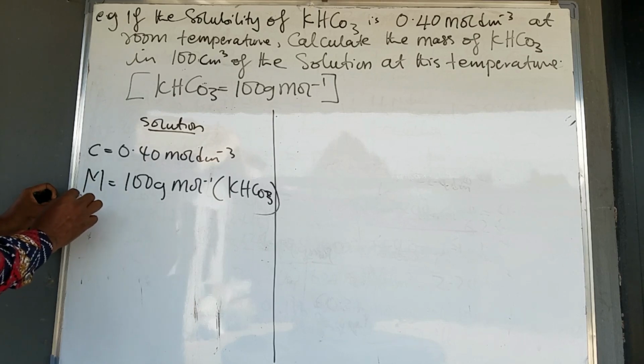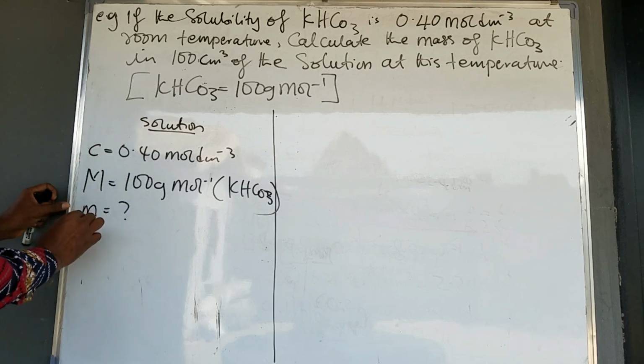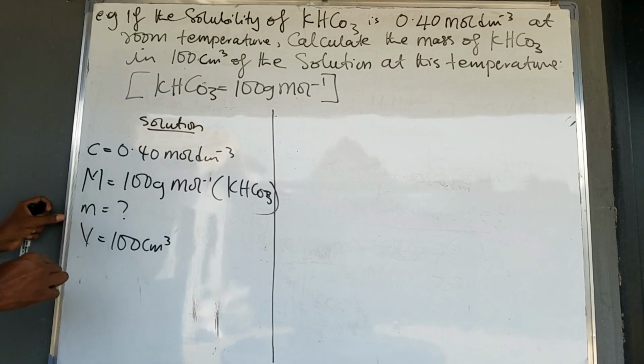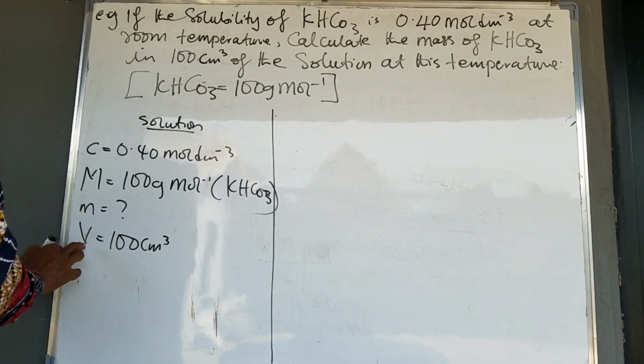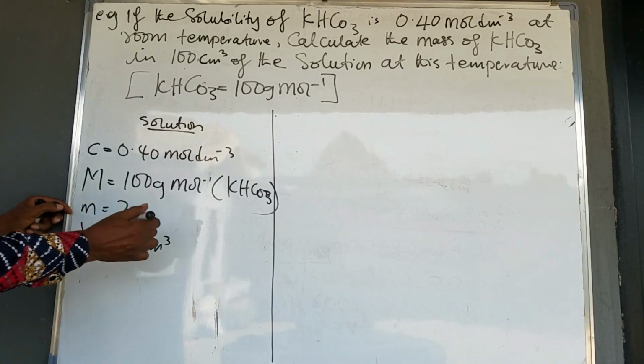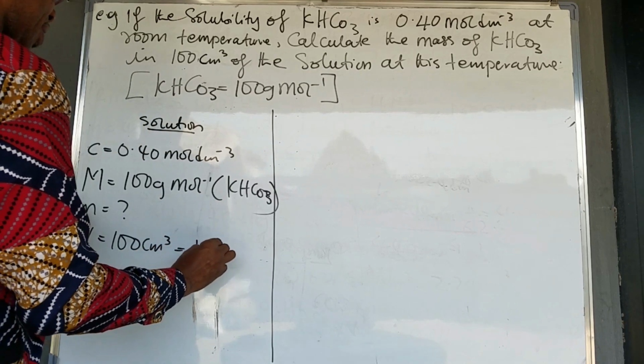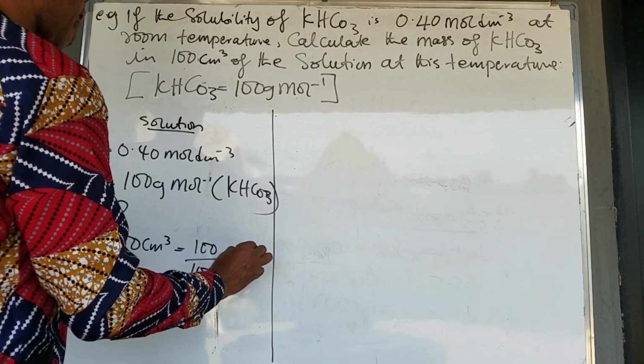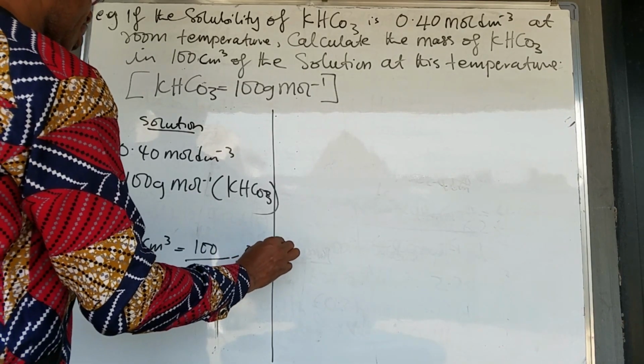And then, what are we looking for here? Small m. We also have V, 100 cm³. And remember what I told you, always convert to dm³. So that will give us 100 divided by 1,000, which gives us 0.1 dm³.